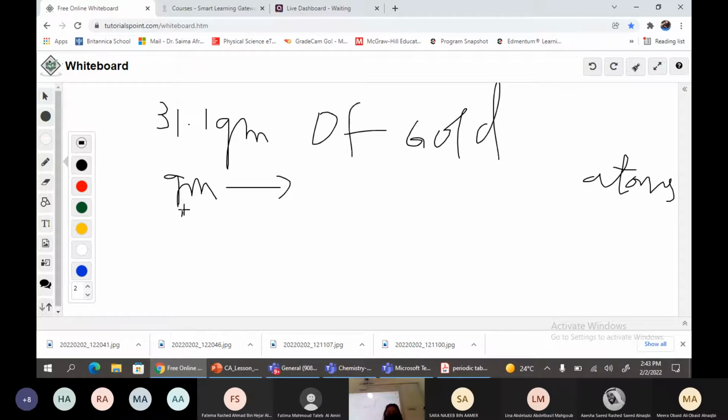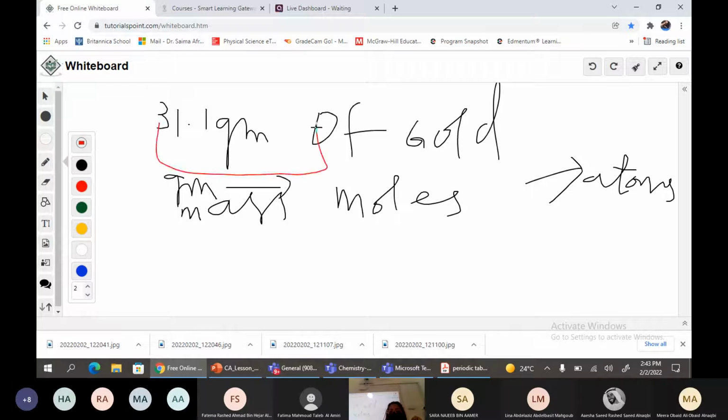Can we directly convert? Yes, Metha. What do we do now? Metha, what do we do? Very good. So we can convert mass to moles first. So the first step is mass to moles. Girls, I taught you the formula in the beginning. You remember that formula? The left side, you take what you have in the question. What do you have in the question?